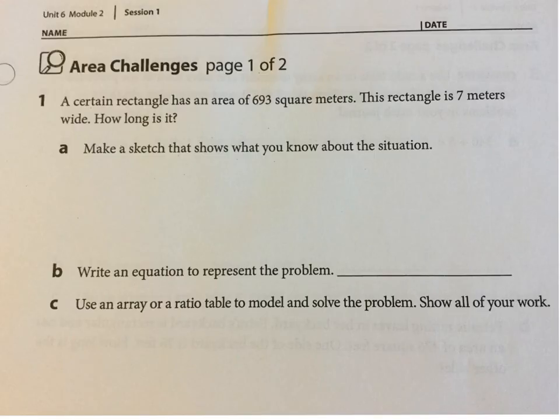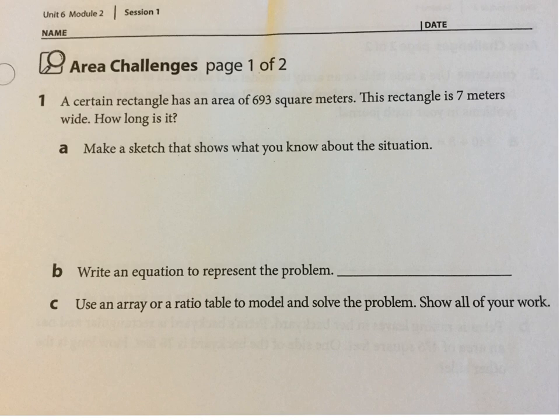This is going to be the answer key, or I'm going to go through the answers for pages 224, 225, and 226 in your math student book. So this is area challenges, page 224. Number 1, it says a certain rectangle has an area of 693 square meters. This rectangle is 7 meters wide. How long is it? Part A says, make a sketch that shows what you know about the situation.